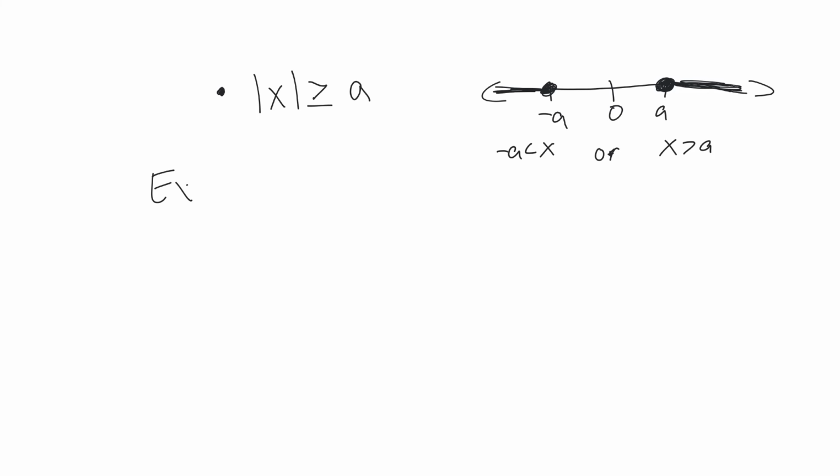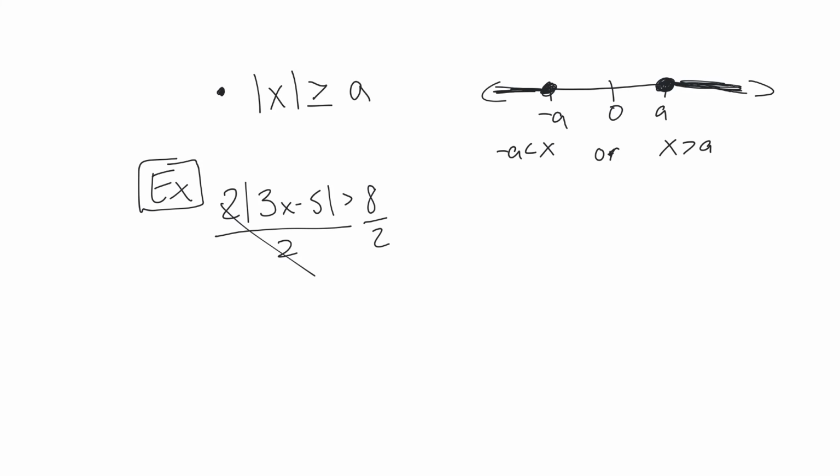So if we look at an example of this, then we can say, well, what's the absolute value? Let's do something a little different. Let's do 2 times the absolute value of 3x minus 5 is greater than, let's make it even, 8. All right. So this time I don't have the absolute value by itself, so I need to first get rid of the 2, so divide by 2. So I have the absolute value of 3x minus 5 is greater than 4.